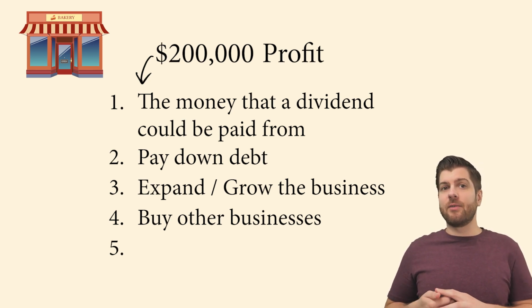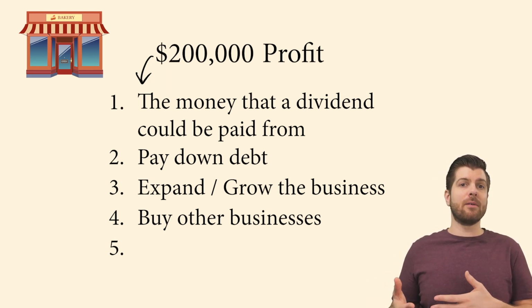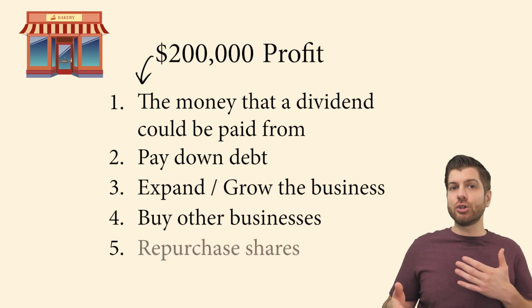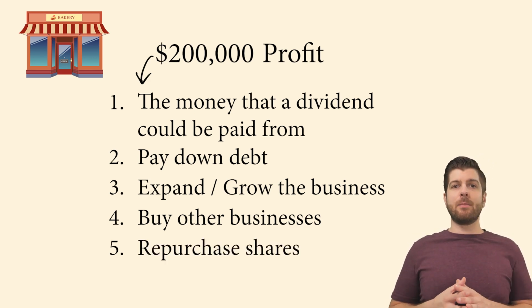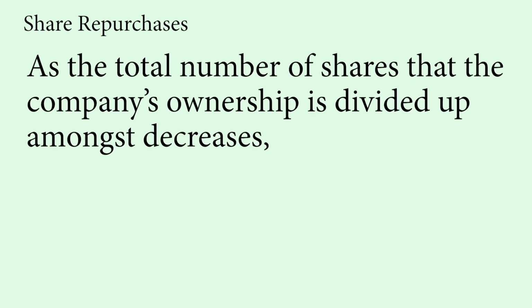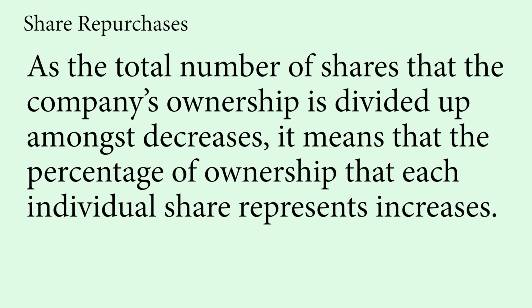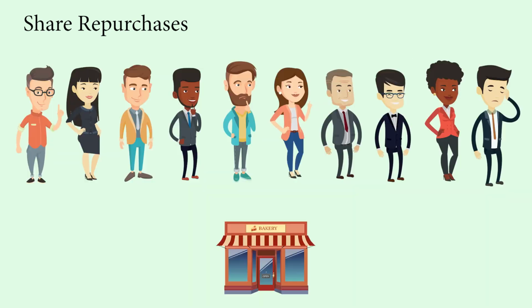And then the last option available for how a company can use its profits is to use that money to purchase its own shares. The goal of this one is that the shareholders benefit from it because as the total number of shares that the company's ownership is divided up amongst decreases, it means that the percentage of ownership that each individual share represents increases. The best analogy for this one is that it's like buying out business partners.